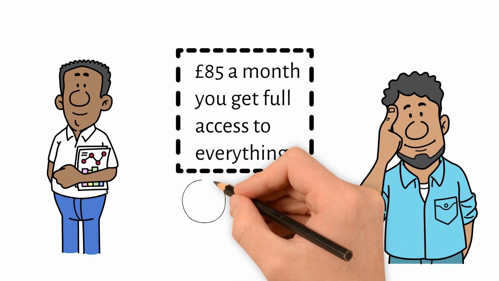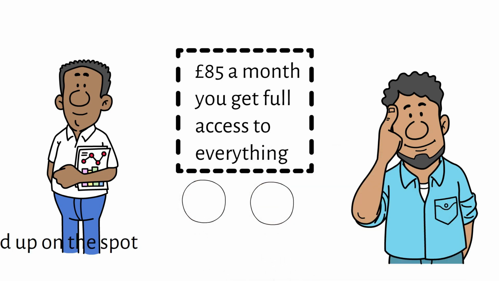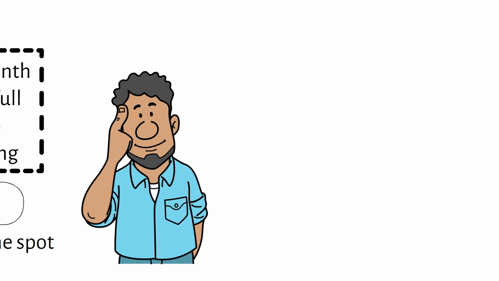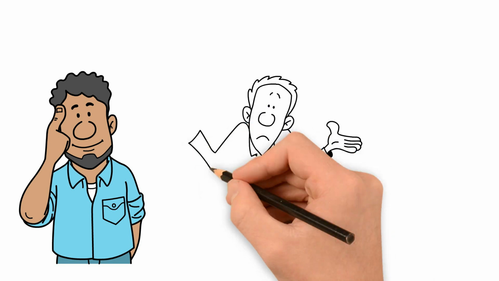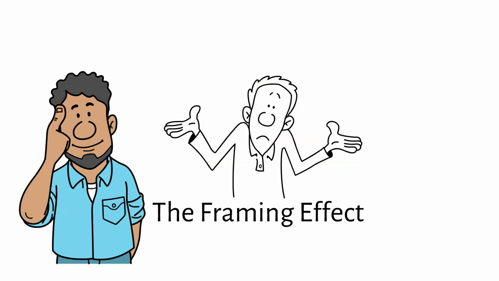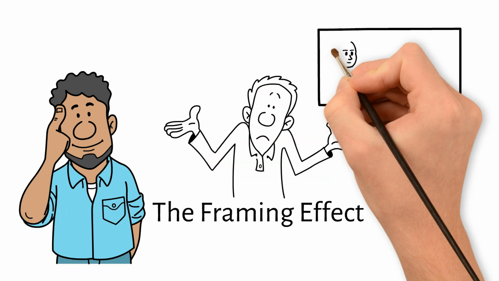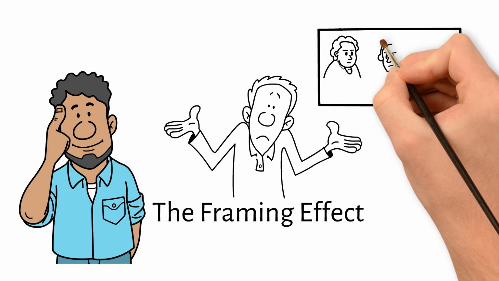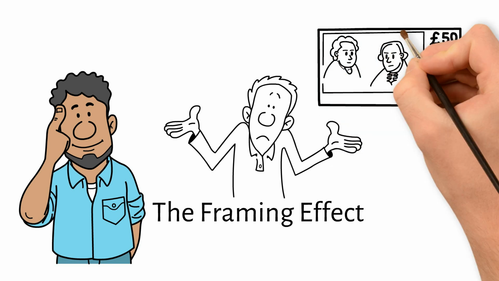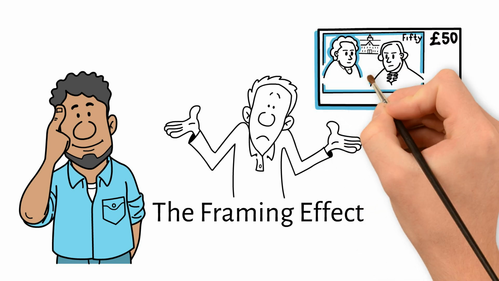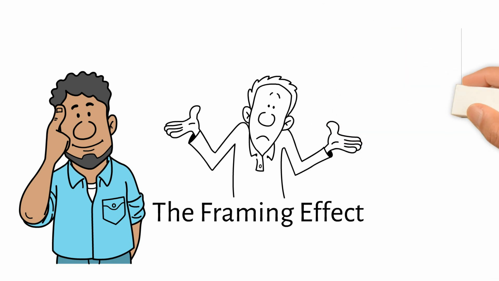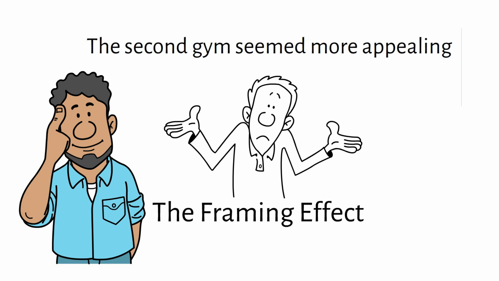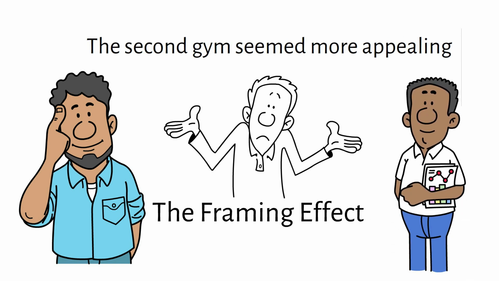John immediately felt more comfortable with the monthly payment, and he signed up on the spot, even though it amounted to more than the first gym's yearly cost. The framing effect influenced John's decision. While £1,000 sounded like a big upfront cost, £85 per month felt more manageable, even though it totaled over £1,000 a year. By presenting the price differently, the second gym made it seem more appealing, and John chose the more expensive option without realizing it.